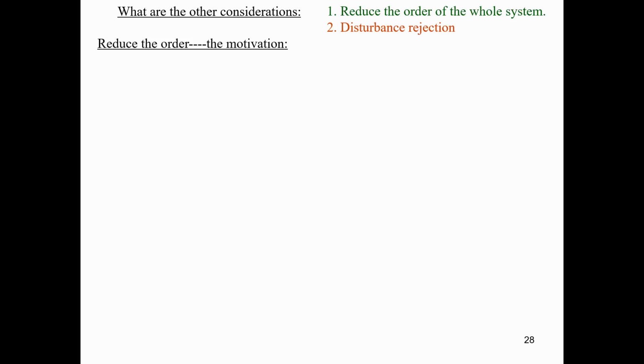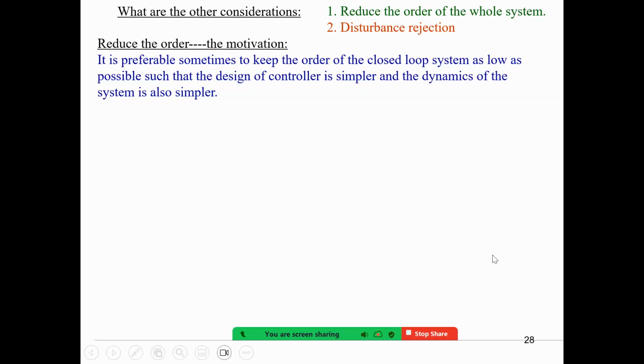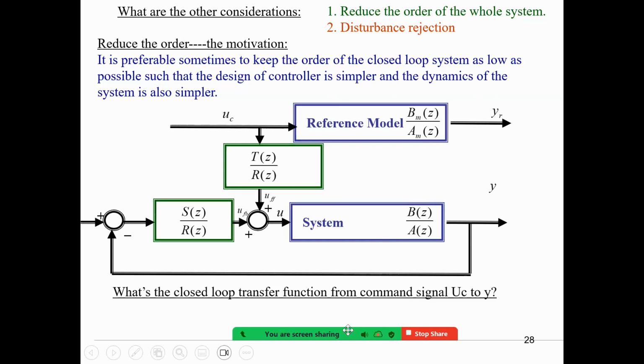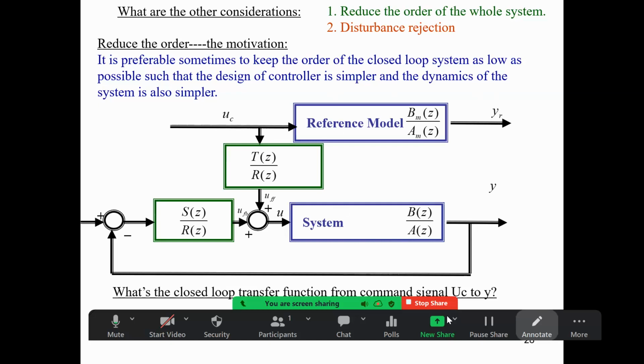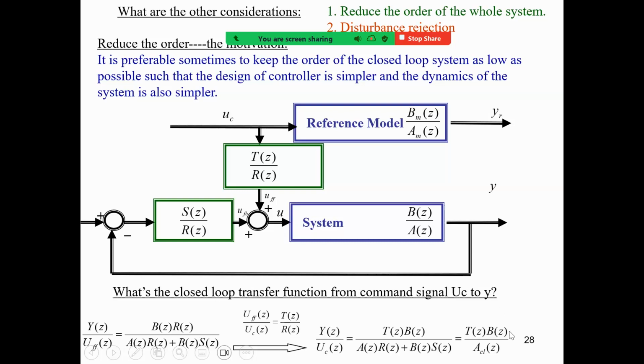Okay, let's first look at the order reduction, right? We want to reduce the order because we want to keep the order of the closed loop as low as possible, in such a way that the design of the controller will be simplified. And the dynamics of the system is also easier to analyze. This is the whole configuration of the 2-degree of freedom controller. And we have already derived the closed loop transfer function. Here, I just write it down from the command signal to the output. This is from the feed-forward control signal to the output, times T over R, right? The closed loop transfer function from the command signal to the output is T times B over the closed loop.